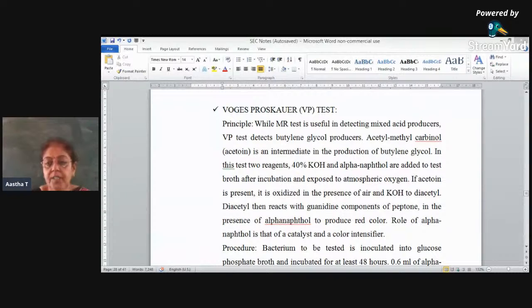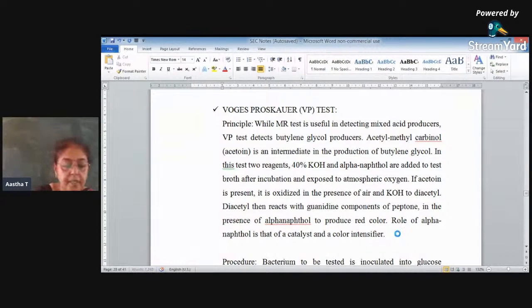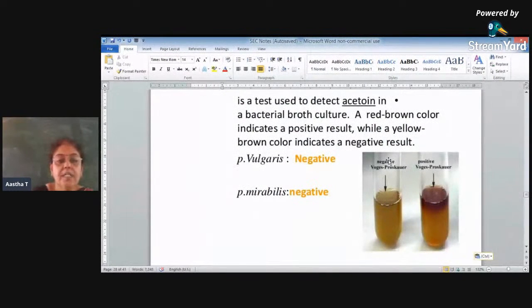Understood? Now the next test is Voges-Proskauer test. Not bogus. Which one? You should not say bogus. What should you say? Voges-Proskauer test. Which test?